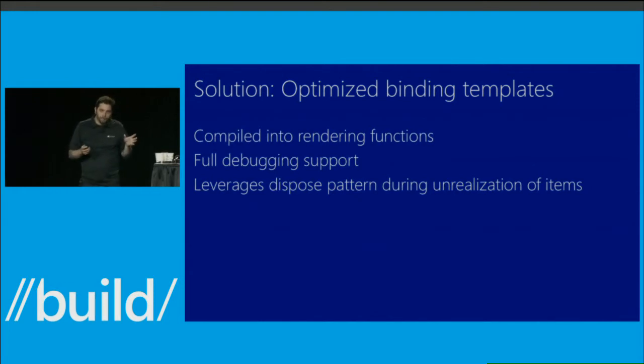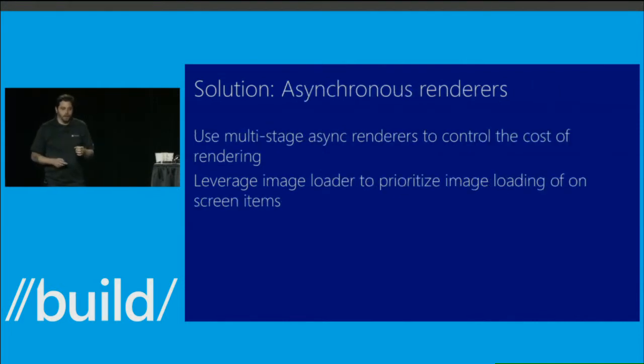But you can go even further. And if you really want to take full control over each aspect of the item rendering experience, we still have the multi-stage async rendering pipeline available to you in WinJS 2.0. So you can still use that. And that's really about having the finite control over each stage of rendering.